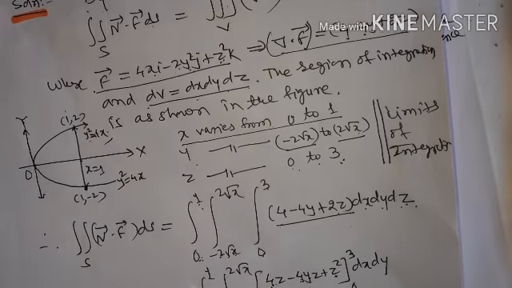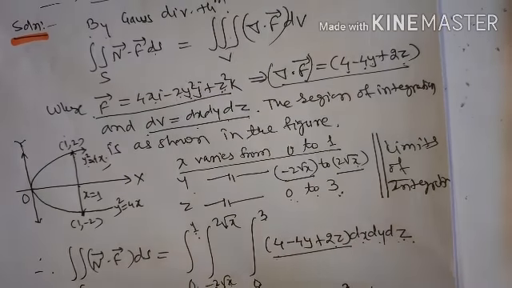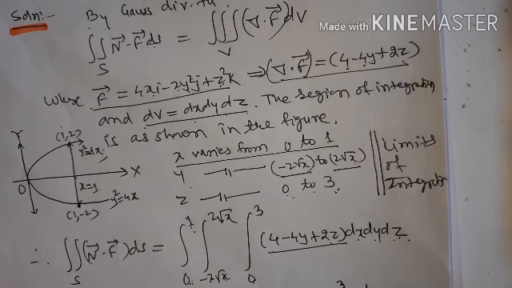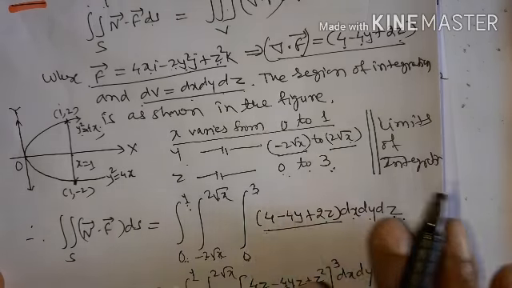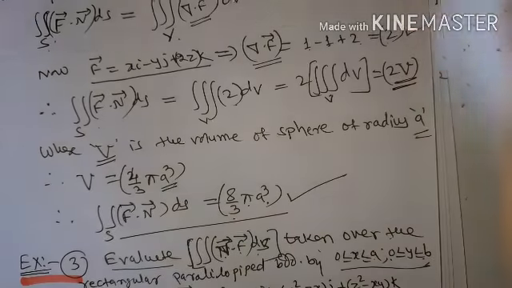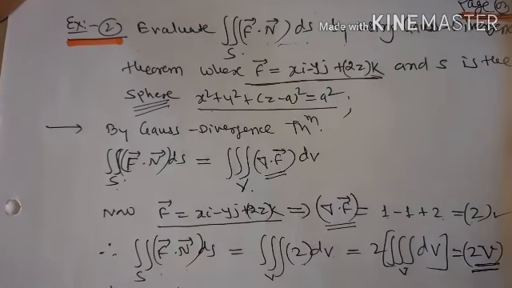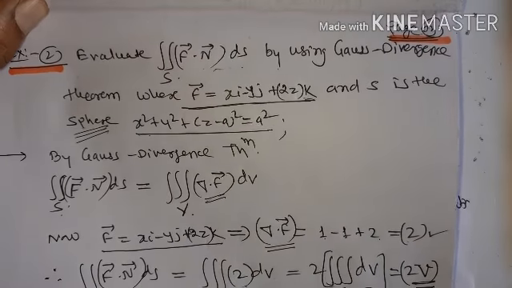I think you will understand this method if you learn it carefully, and if you go through this video 2-3 times and note the method, then certainly you will get this. Then we will go for the next example, example number 2 based on Gauss divergence theorem. So look at this example number 2. I will read that example.